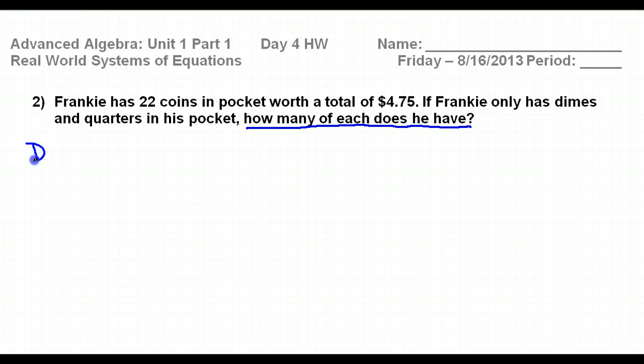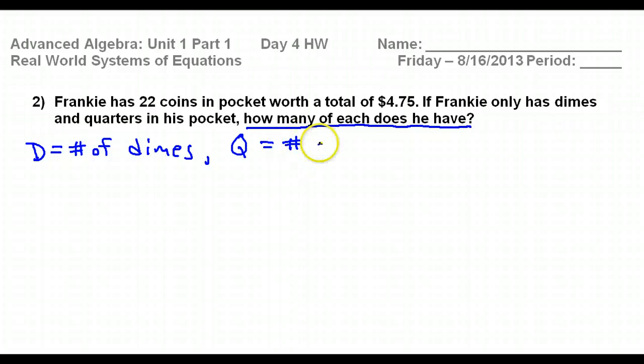Let's define our variables right at the beginning. So I'm going to let D equal the number of dimes. All right, how many? That's what we had to find. I'm going to let Q equal the number of quarters. All right, let's make some equations.